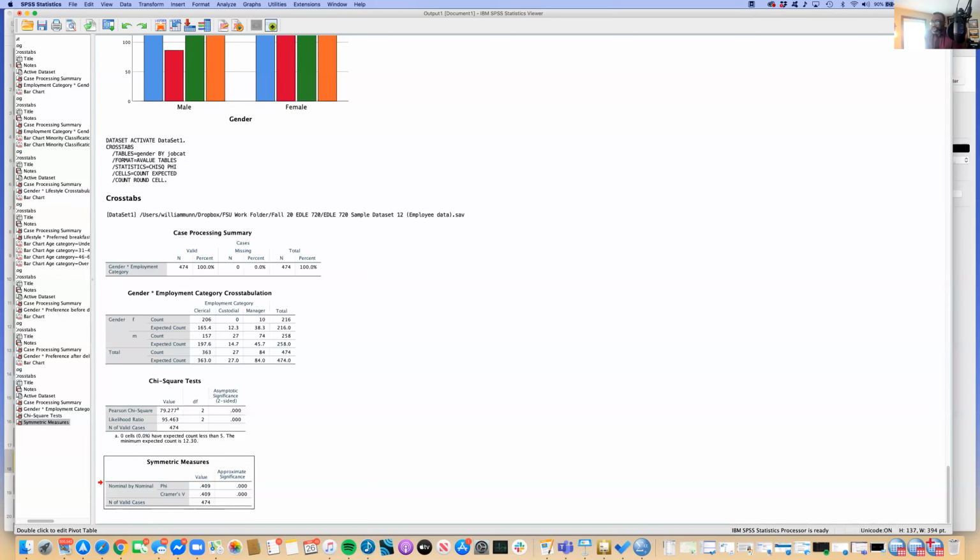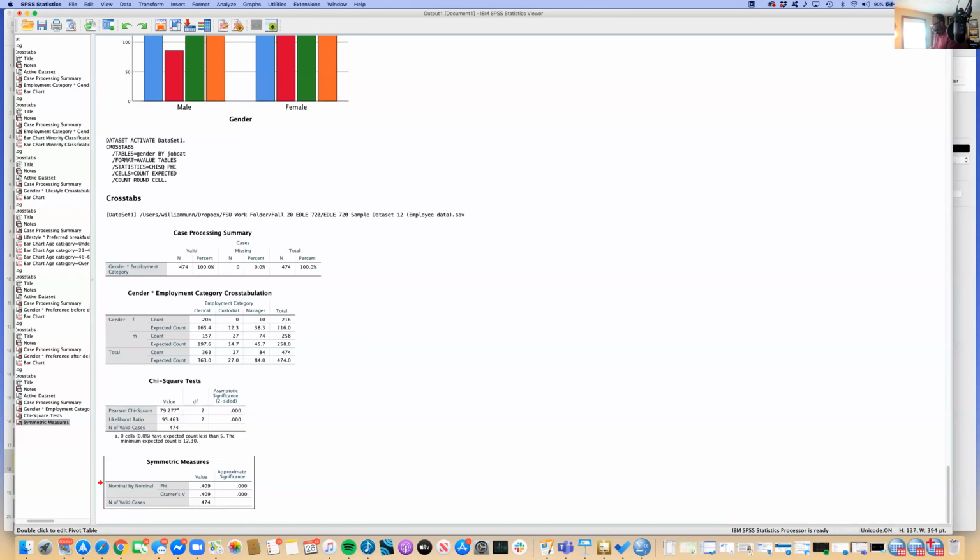Great. So if this is 0.409, what size of an effect does this have? Would it be large? Yeah, large or larger than typical. So we can say, based off of these data, that there is a relationship between gender and employment category, and there's a way to write this up.